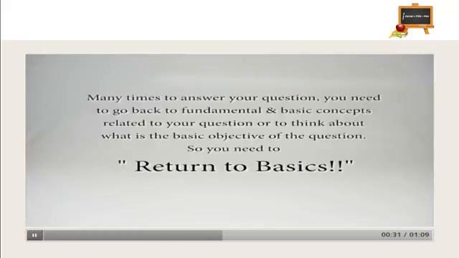Many times, to answer your questions, you need to go back to fundamental and basic concepts related to your questions, or to think about what the basic objective of the question is. So you need to return to basics.